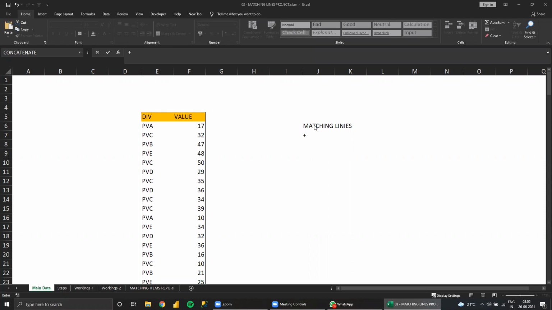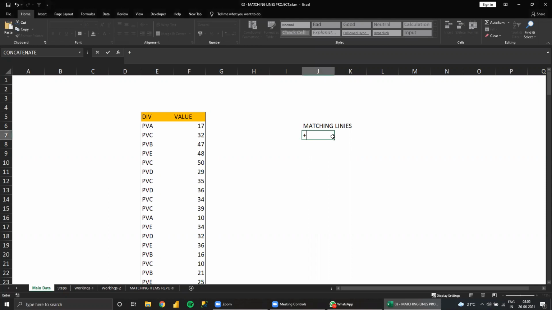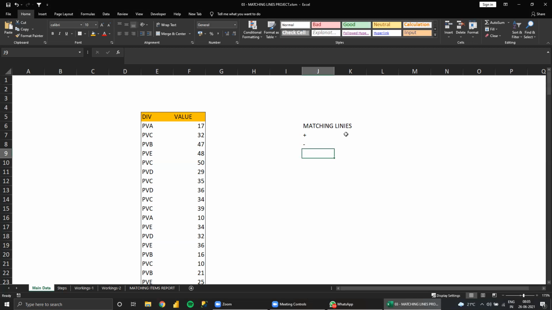So this project is related to matching line items identification. What is meant by matching item is that we need to match the positive value with the negative. Usually positive relates to negative numbers. This is a one to one match only. Please understand, one to one match, not one to many.